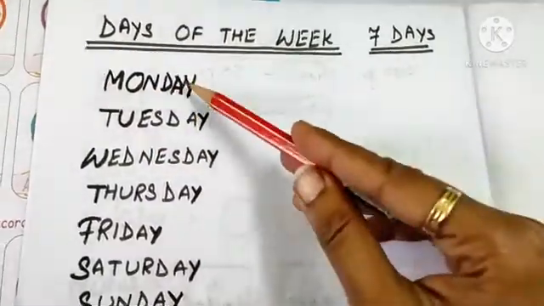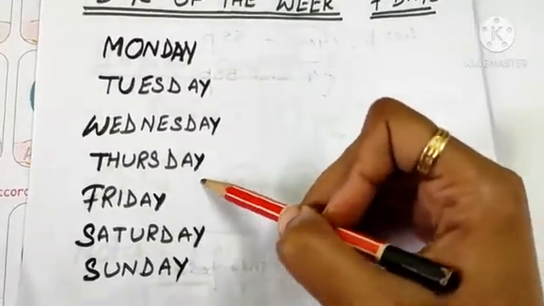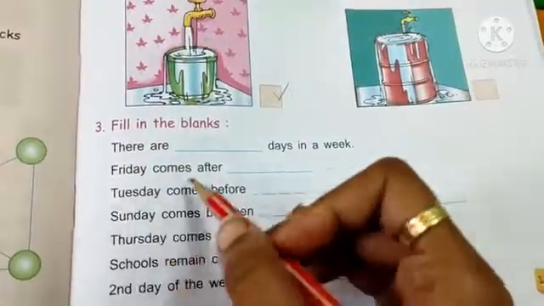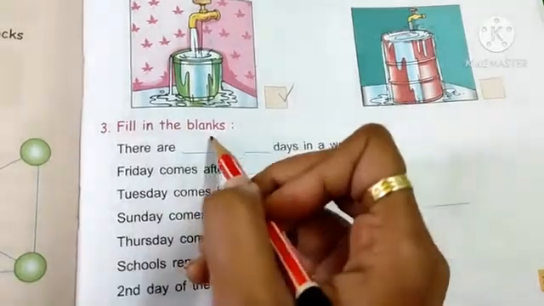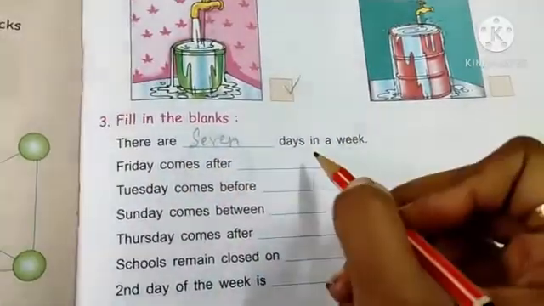There are 7 days in a week. They are Monday, Tuesday, Wednesday, Thursday, Friday, Saturday and Sunday. So how many days are there in a week? Fill in the blanks. There are 7 days in a week.